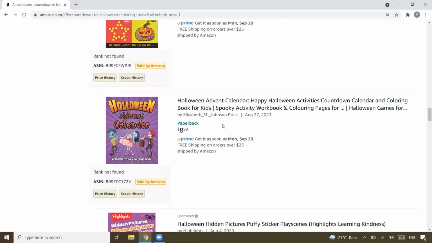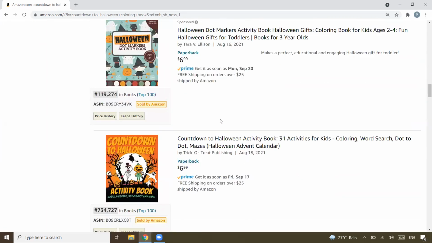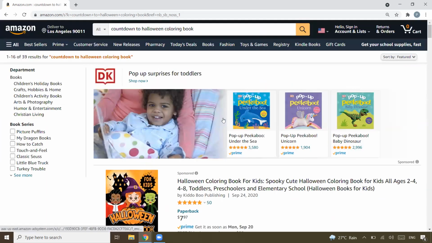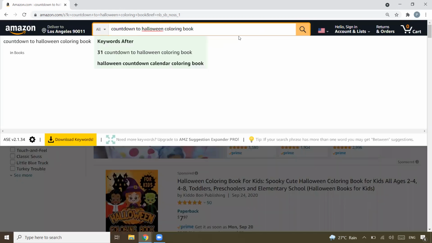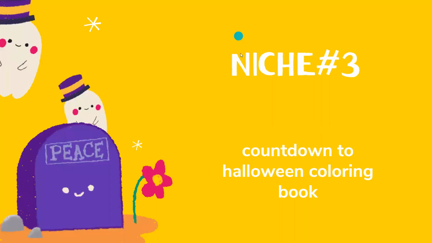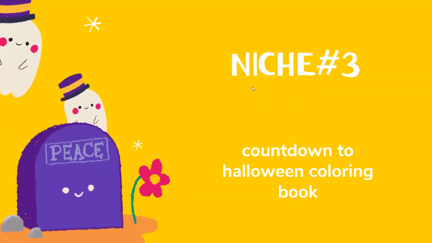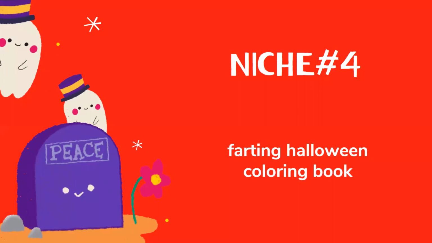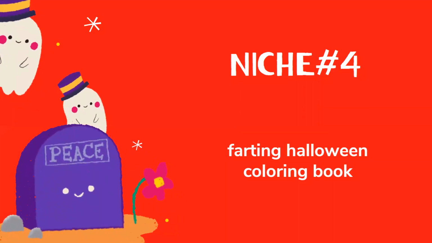And for a beginner like me, it's a good enough hope to at least try that niche. So yes, the Countdown to Halloween Coloring Book is a good niche, and it's part of our niche number 3. So as a beginner, we can try that niche. Let's now take a look at niche number 4.